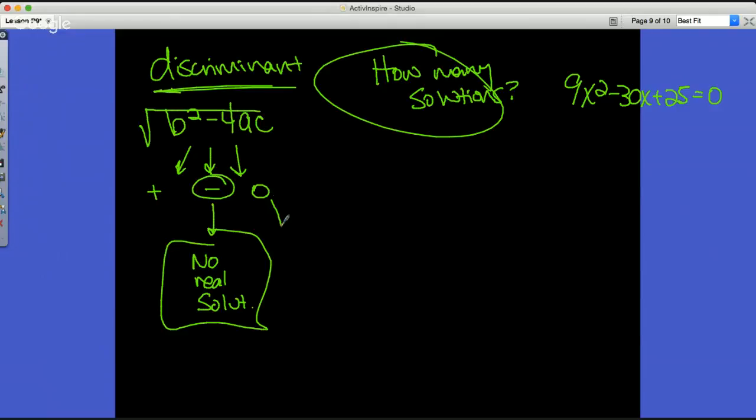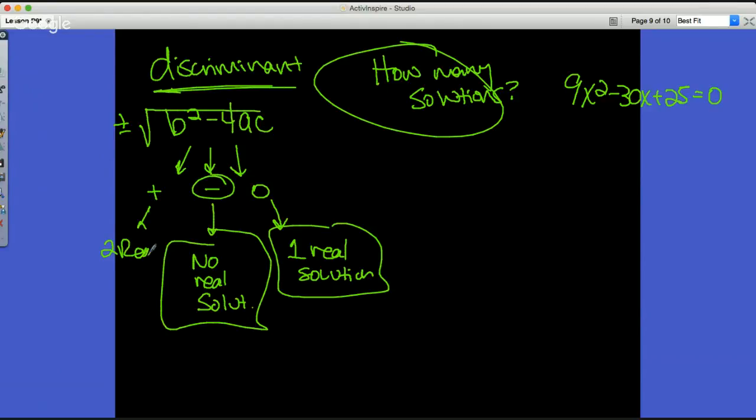Now, if it is 0, remember, this is plus or minus the square root of b squared minus 4ac. If I added 0 or subtracted 0, you would still get the same thing. So that's why we have one real solution if it is equal to 0. And then finally, if it's positive, you guessed it, we're going to get two real solutions because we'll have one that's plus or added and one that's subtracted. And that's kind of what we do when we go from there.